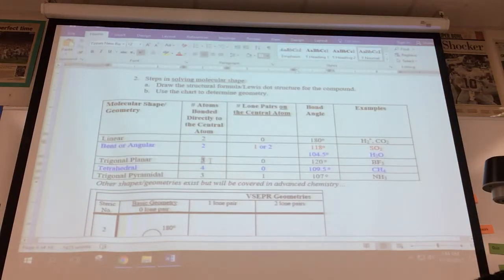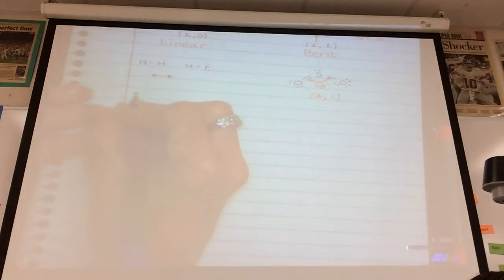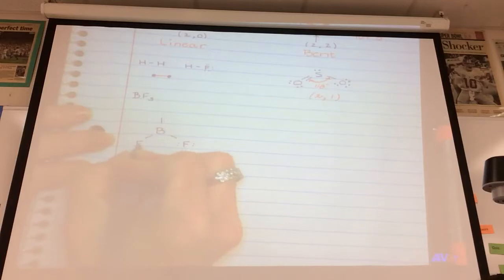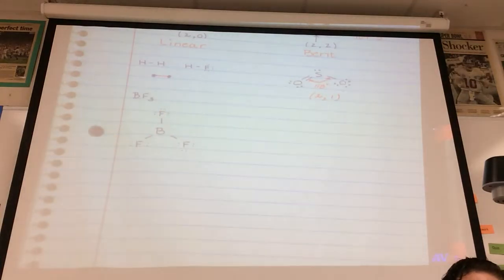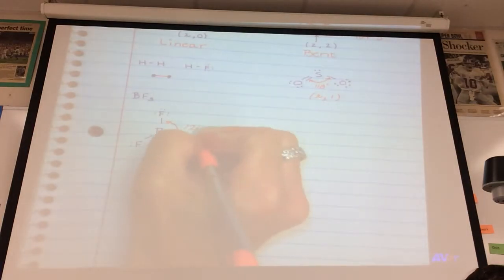The next shape is trigonal planar. Three atoms attached to the central atom, no lone pairs on the central atom, bond angle of 120 degrees. For example, boron trifluoride. Boron is a little bit unusual. Boron has an incomplete octet. It only forms three bonds, no lone pairs. And the bond angle here, three atoms attached, no lone pairs, is 120 degrees.